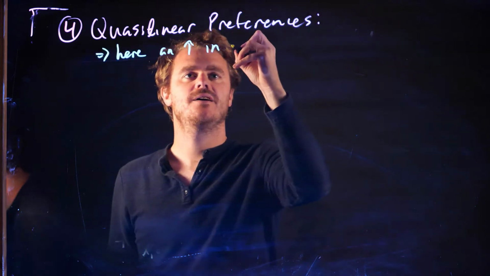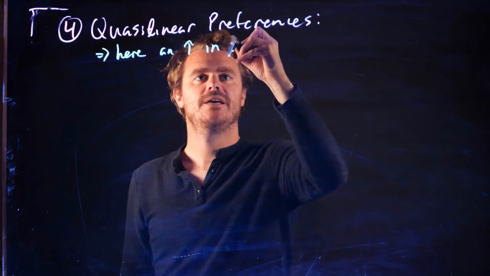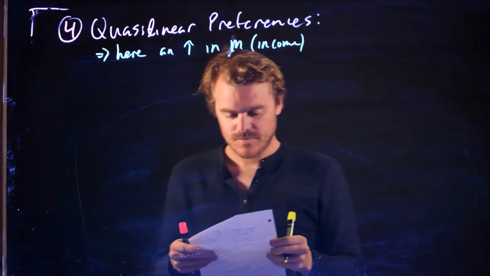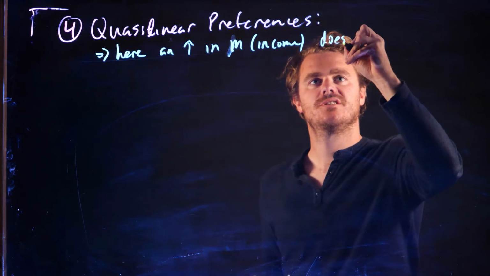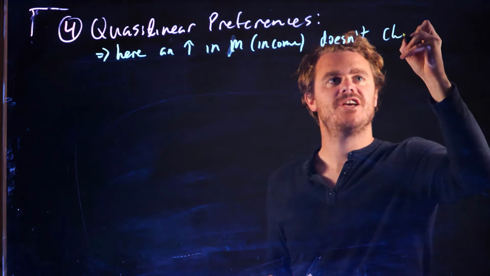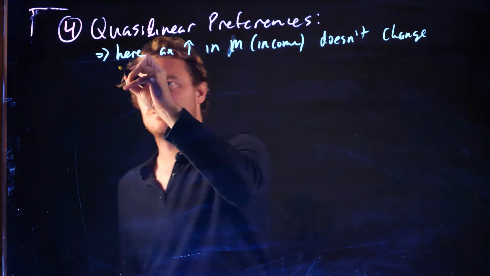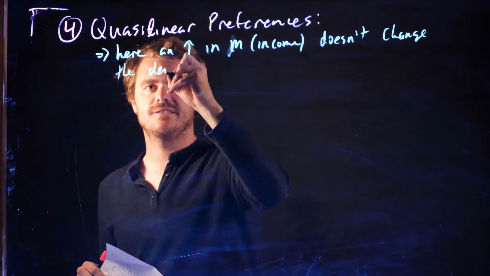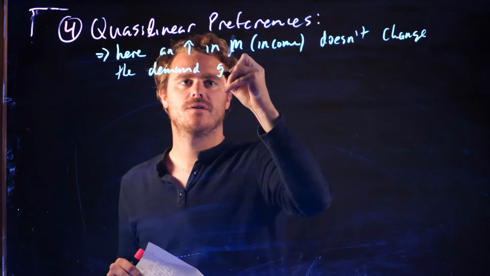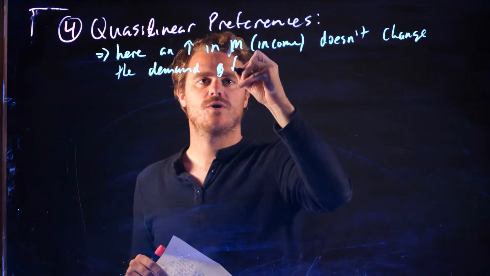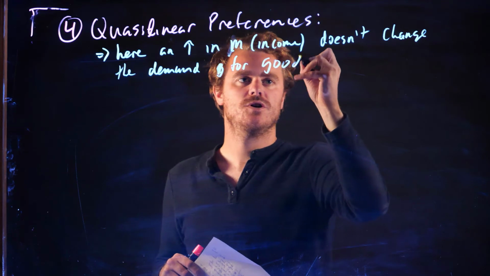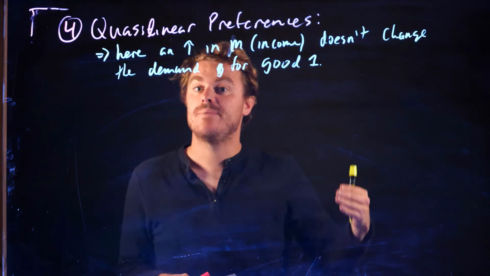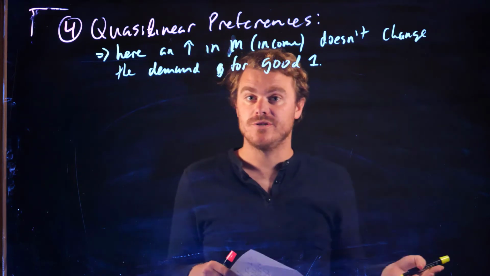Increase in income, in M, doesn't change, I mean, this is what we just saw. It doesn't change the demand for good one. Basically, they're keeping their consumption of good one the same, and they're spending all this extra income on good two. Essentially, that is what they're doing.